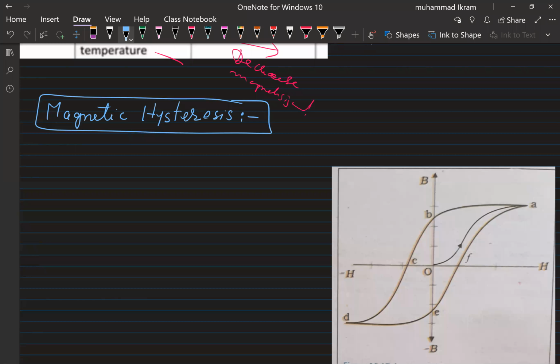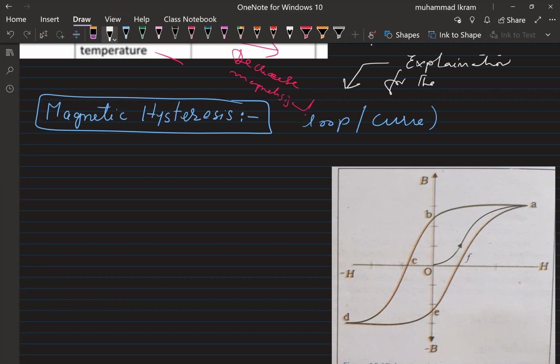The next topic is magnetic hysteresis, the hysteresis loop or curve. We will explain this idea for ferromagnetic substances.